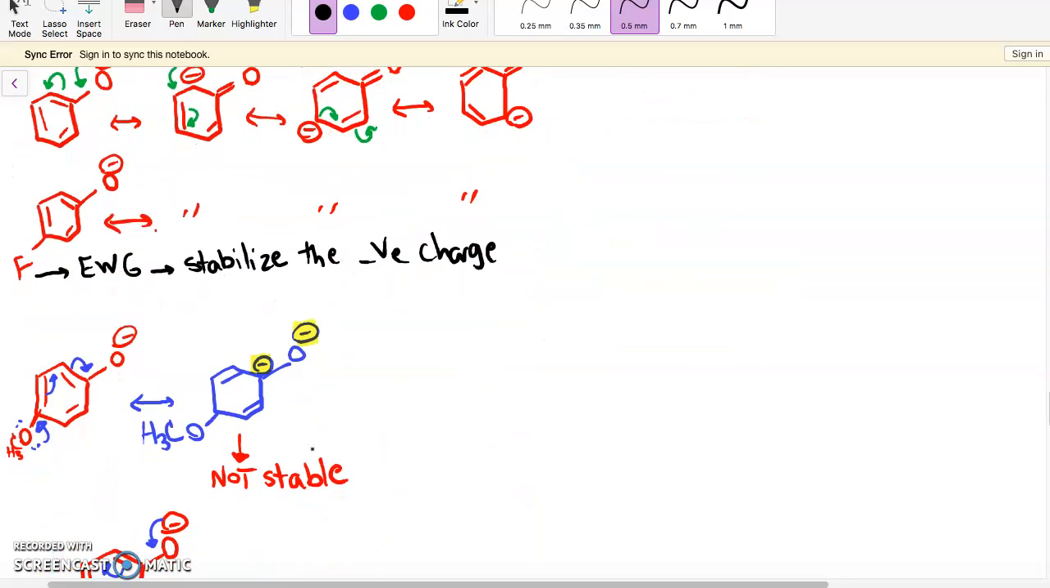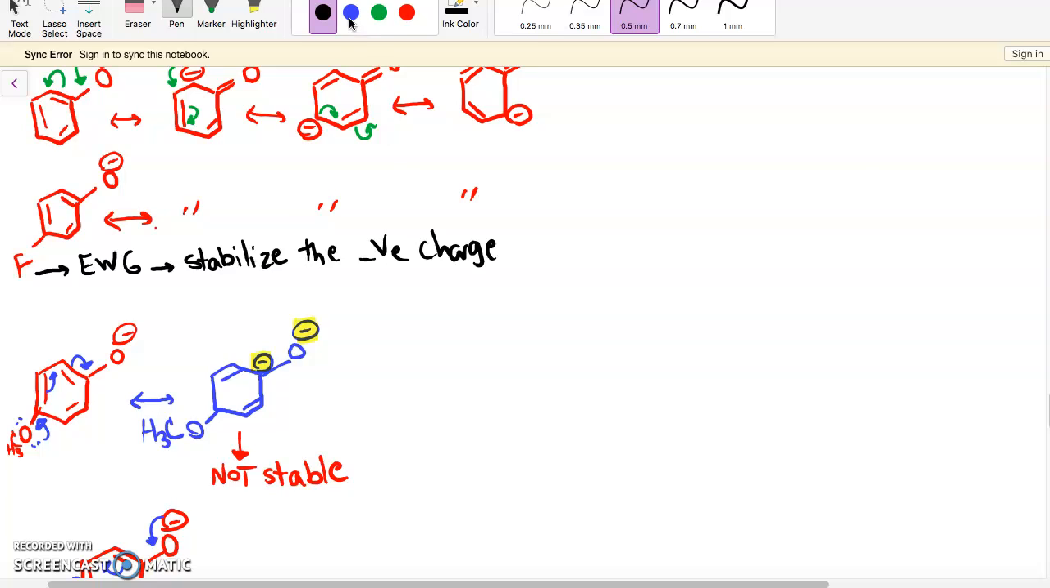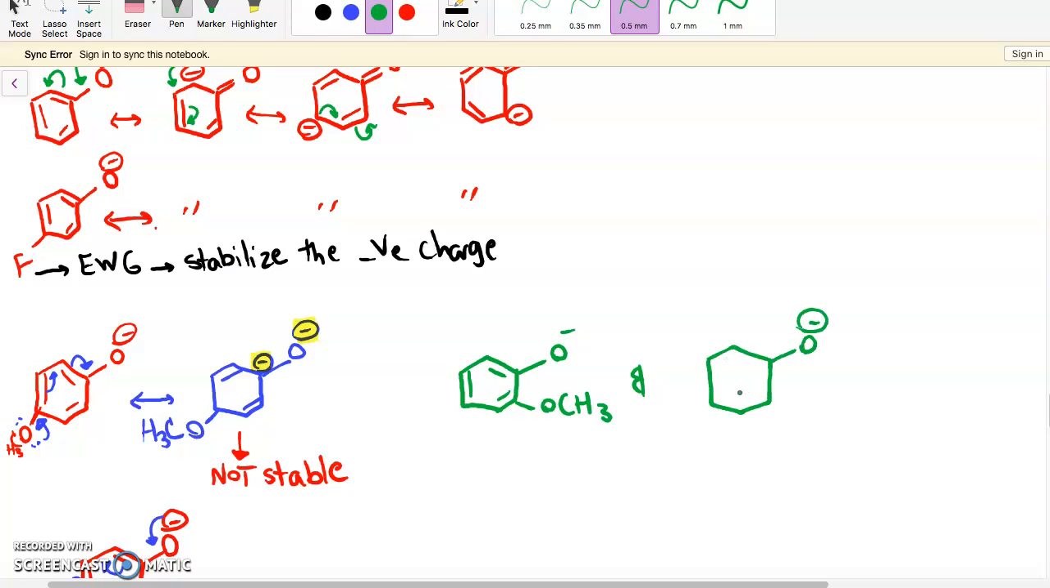Okay, and I'm just gonna throw something out for you to think about. What if we had something like this, and this? So the position of methoxy is now different. It's not in para position, it's in ortho and meta position. So then how would you rank the acid? So this is something to think about. You can comment below and let me know what you think.